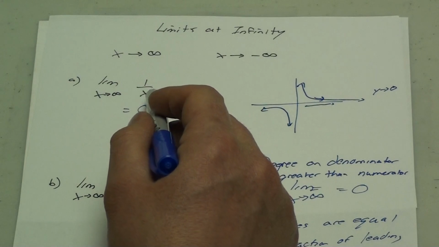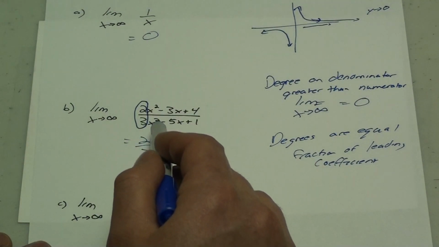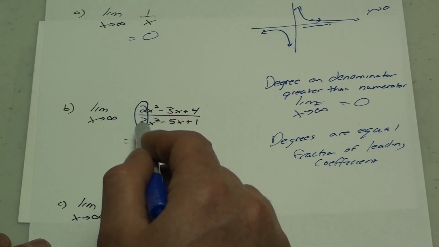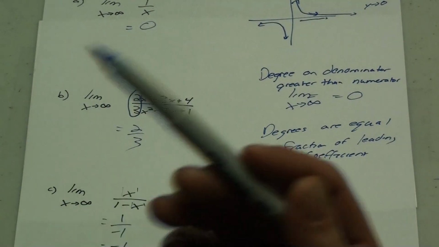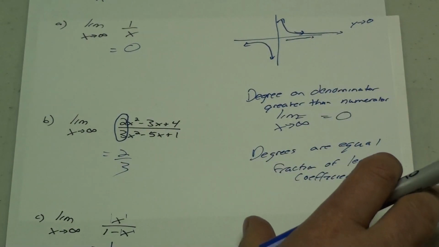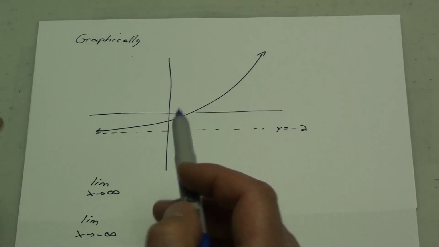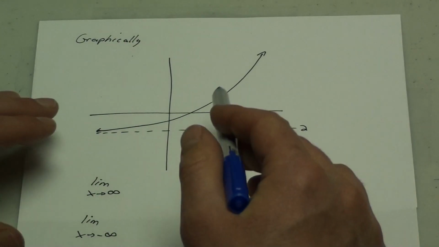If the degree on the bottom is greater than the top, it goes to 0. If the degrees are equal, it's a fraction of the leading coefficient. Actually, if the degree on the top is bigger than the bottom, it actually just keeps on going to infinity. It has no limit. So graphically, take a look at this graph.